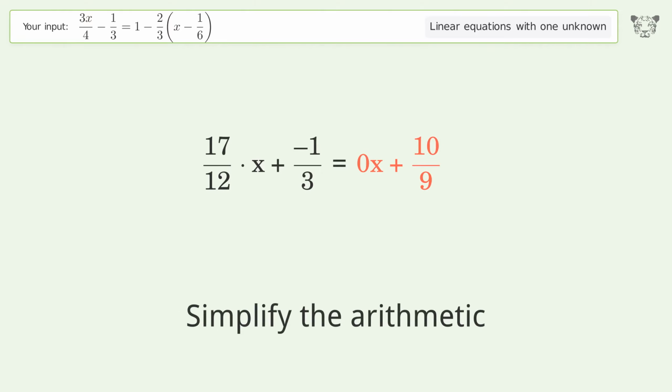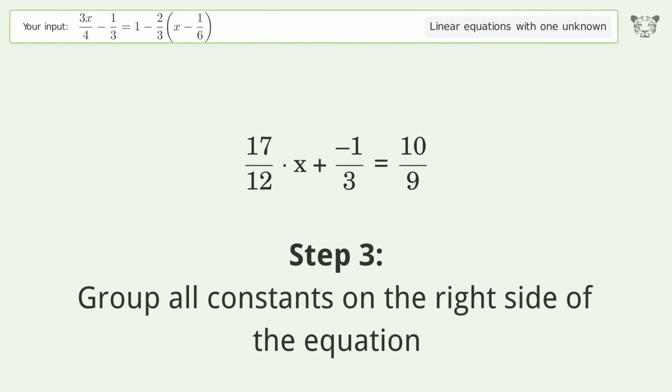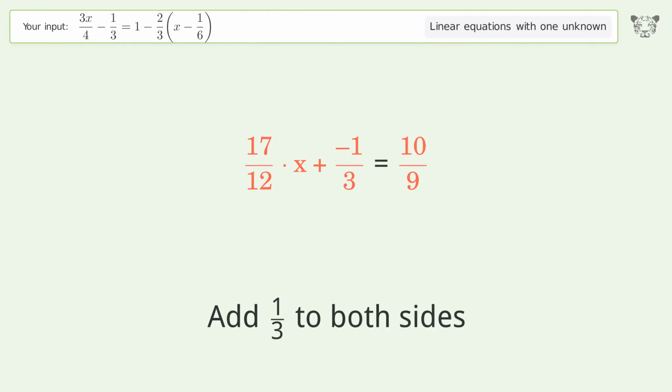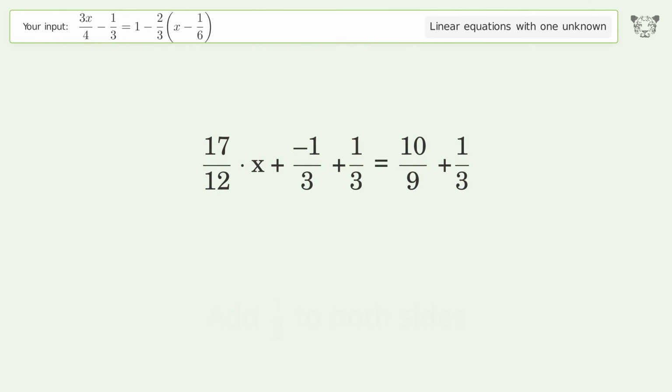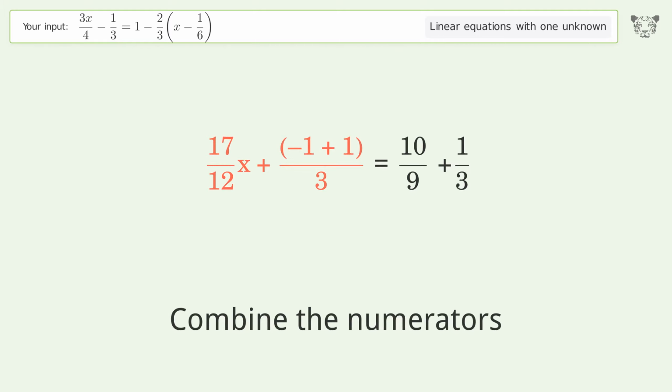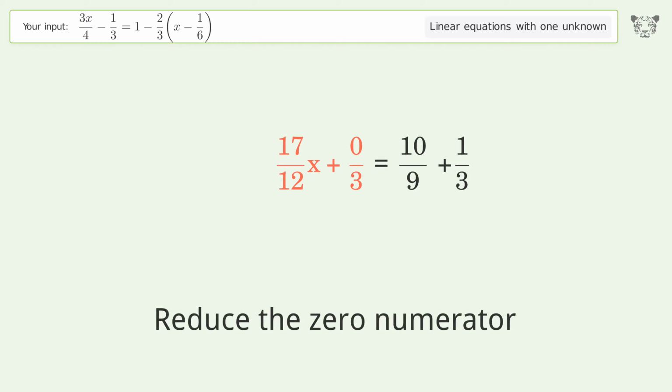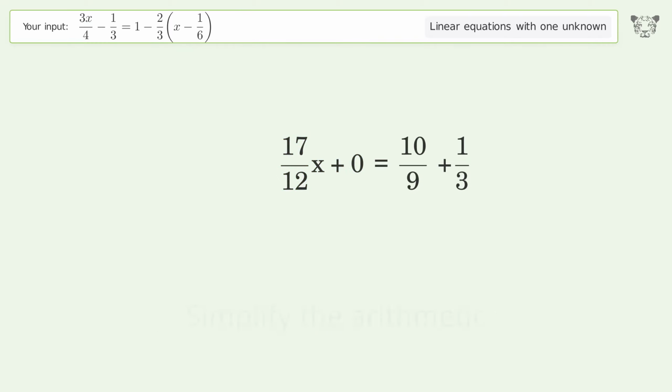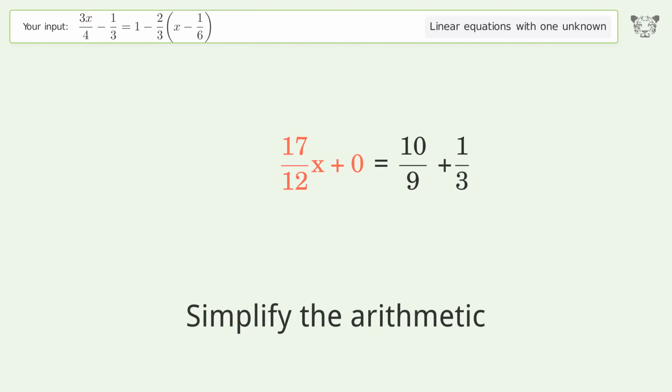Simplify the arithmetic. Group all constants on the right side of the equation. Add 1 over 3 to both sides. Combine the fractions. Combine the numerators. Reduce the zero numerator. Simplify the arithmetic.